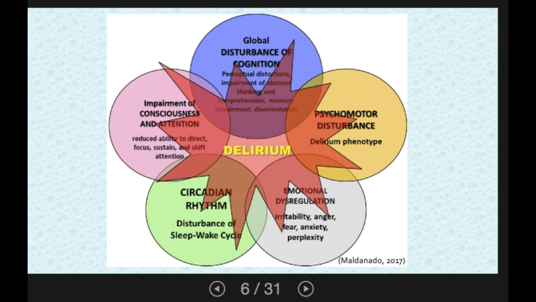There is also a global disturbance of cognition. They have impairment of their abstract thinking and comprehension, and also memory impairment. This patient will be overall very disoriented, not know where they are or what time of day it is.